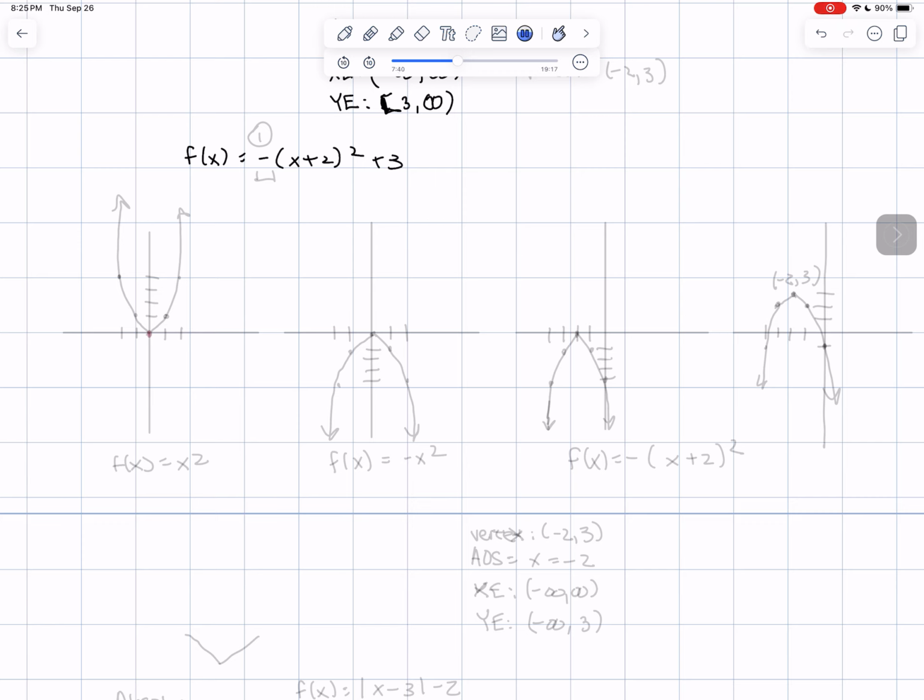So I'm just going to copy this graph. This graph is still going to be the same. This doesn't change. This is our first graph. So f of x equals x squared. And then my next graph will show the reflection across the x-axis.